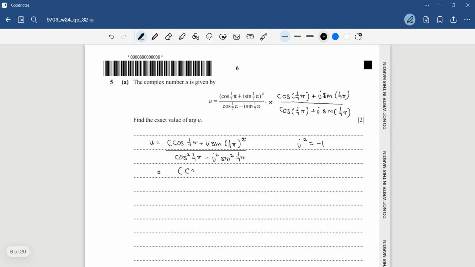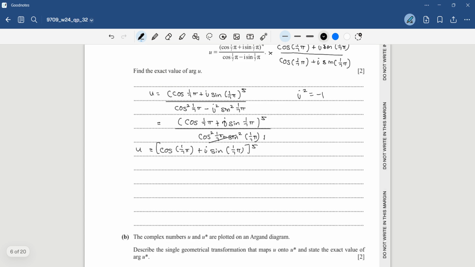So (cos 1/7 π plus i sin 1/7 π) to the power of 5, over cos² 1/7 π plus sin² 1/7 π. So cos² plus sin² will be 1. So you will have u equivalent to (cos 1/7 π plus i sin 1/7 π) to the power of 5. Okay.